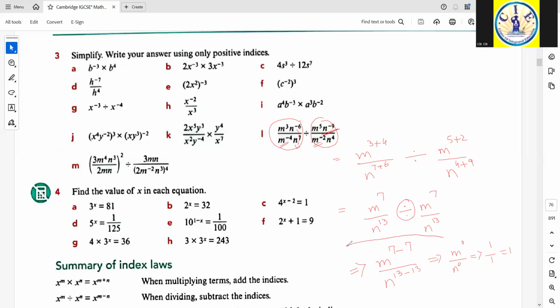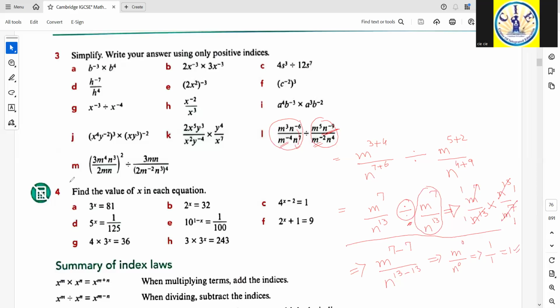From here we can understand it in another way as well. M raised to the power 7 divided by n raised to the power 13. When we shift this division to the multiplication sign, the latter fraction would be inverted. That means n raised to the power 13 in the numerator and m raised to the power 7 in the denominator. So m raised to the power 7 ones cancel, and n raised to the power 13 gets cancelled out with itself, generating 1 divided by 1, that is 1. So it can be understood in these two different ways.